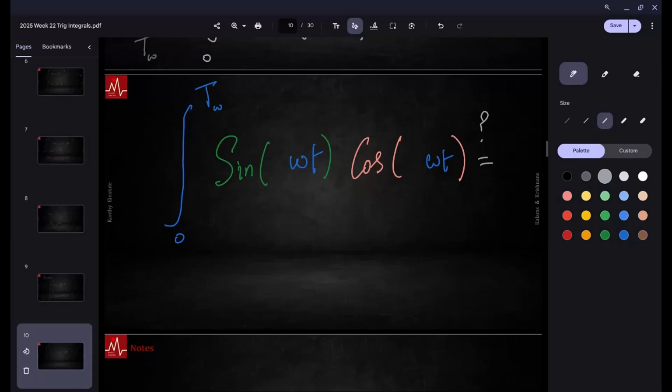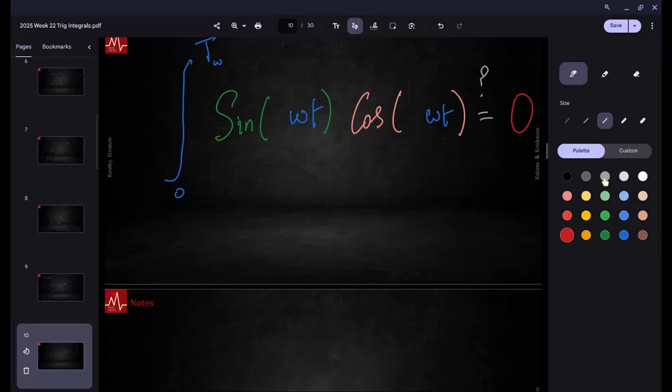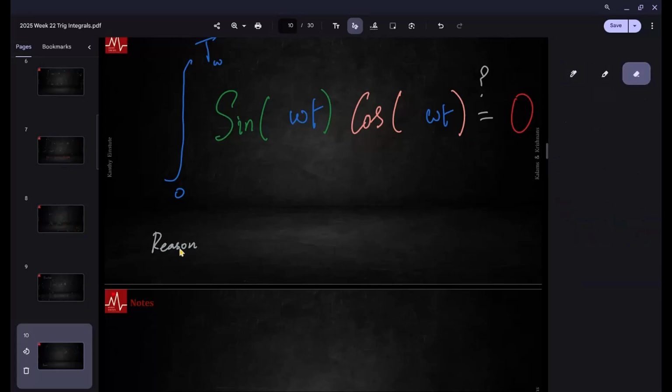Sine cos. Shraddha kind of spotted. 0. Oh, this also 0, is it? So now there are two explanations. Explanation 1.